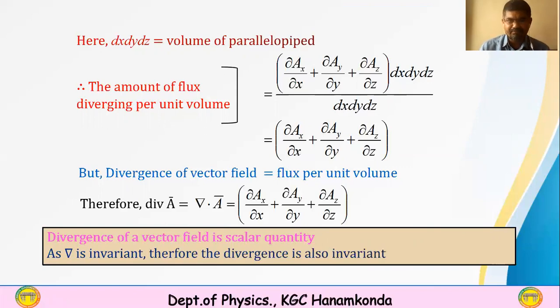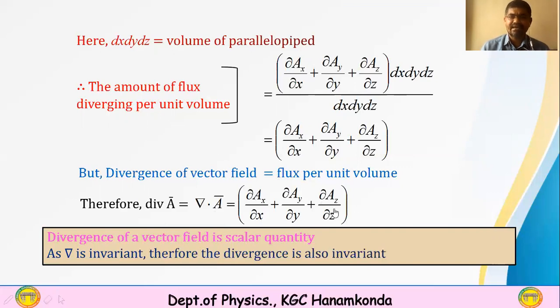This is nothing but the divergence of a vector field. At the start of the lecture, we did the dot product of the del operator and a vector quantity. We got there the value ∂Ax/∂x plus ∂Ay/∂y plus ∂Az/∂z. That is nothing but the divergence of a vector field, that is, flux per unit volume. Therefore, div A equals del dot A, which equals ∂Ax/∂x plus ∂Ay/∂y plus ∂Az/∂z.